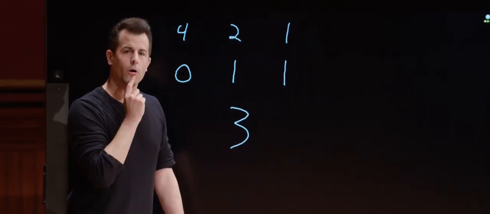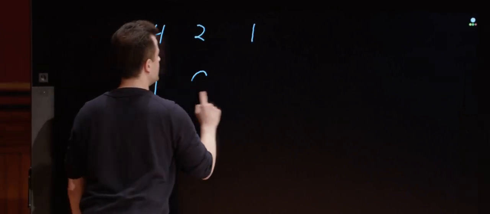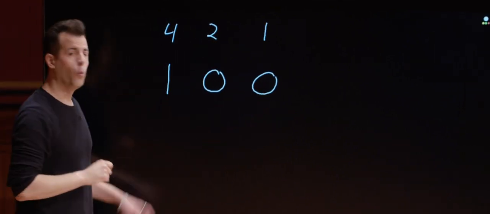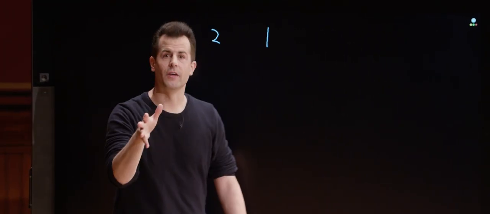Now, what about 4? How do I count as high as 4? Well, it's even easier, perhaps, because we just need a single 1 in this case. We just need 1, 0, 0, because now I have 1 in the 4's place. And now let's skip ahead. Suppose I want to count up as high as, let's say, 7.